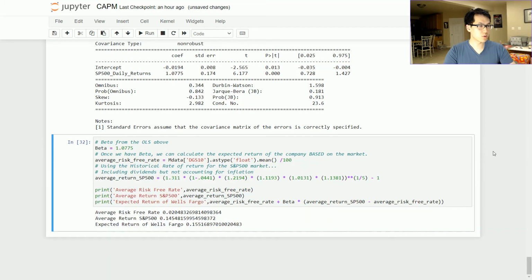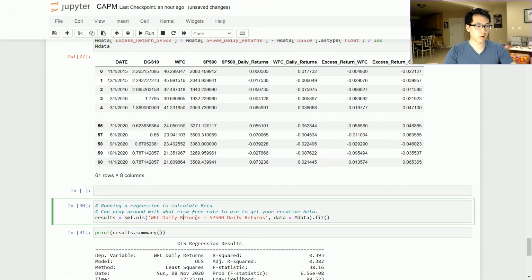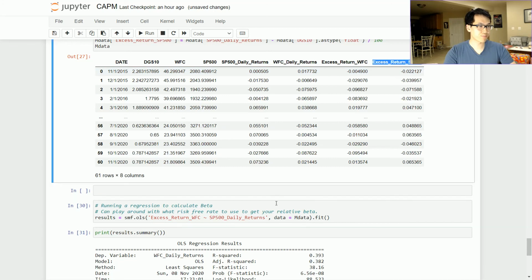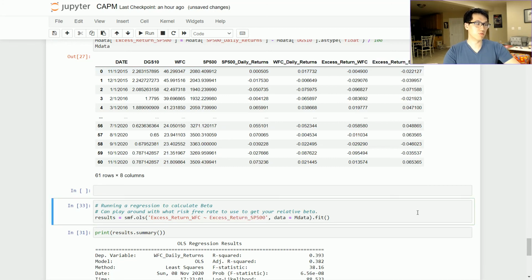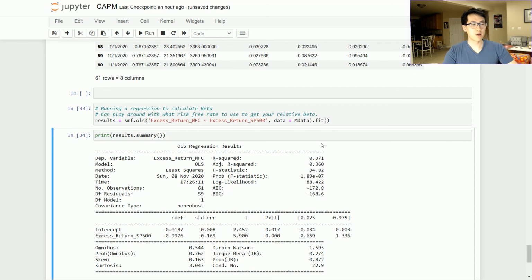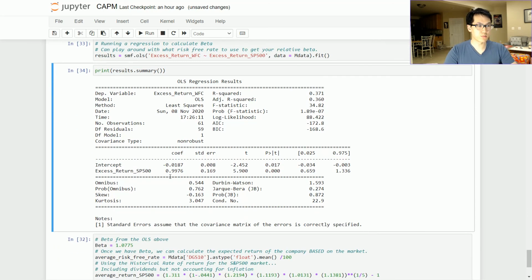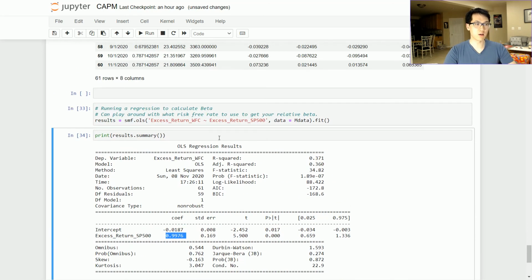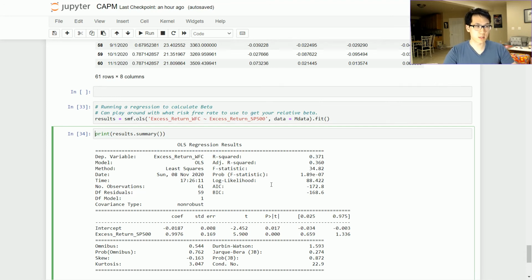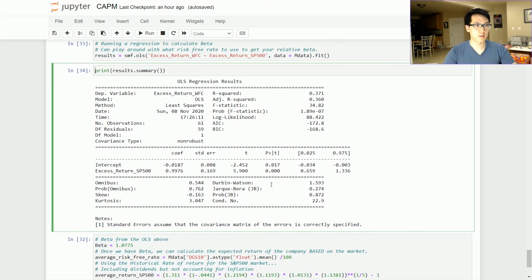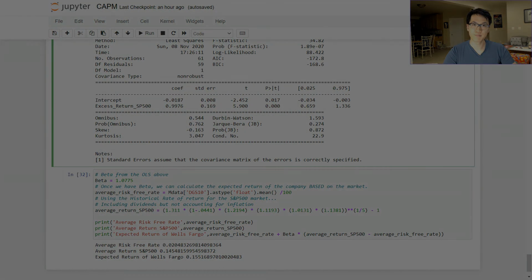We can also switch what our Wells Fargo daily return is and put that as the excess return and see how well that actually changes. All you do is just do this, rerun the ordinary least squares, and our beta is 0.9976. So you can easily play around with that, and you can adjust it to however you would want. It is very, very much subjective, and that's one of the downsides of using this particular model.